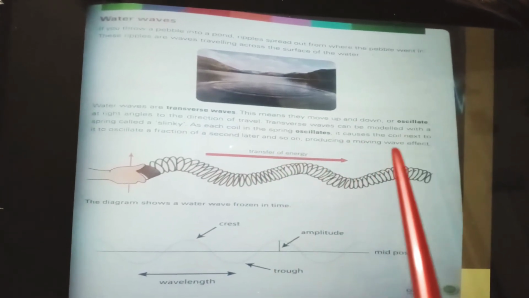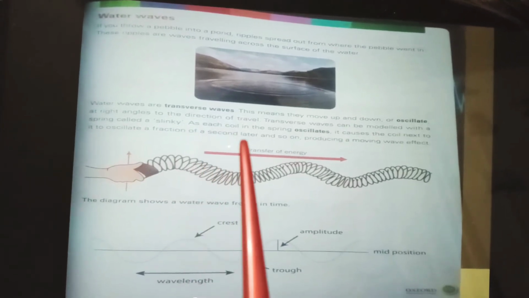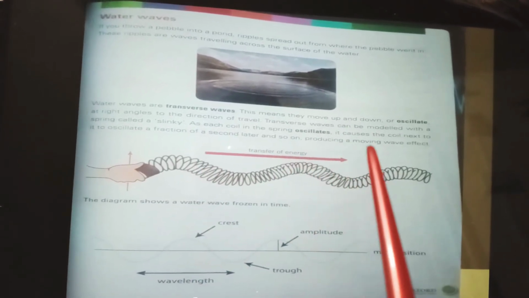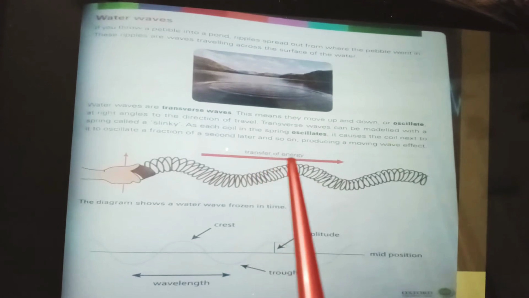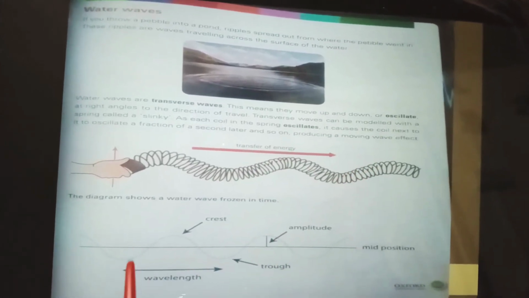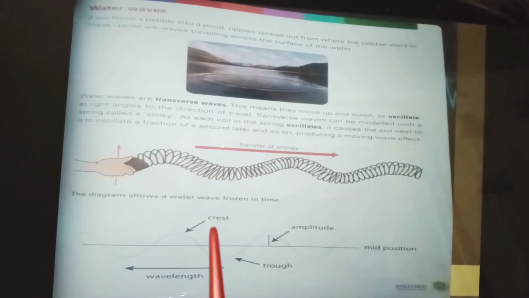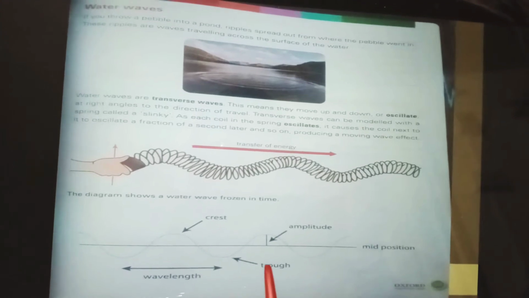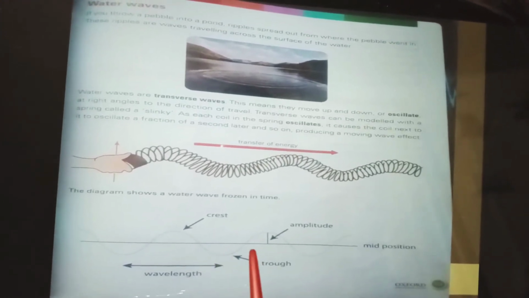Transverse waves can be modeled with a spring called a slinky. As each coil in the spring oscillates, it causes the coil next to it to oscillate a fraction of a second later, and so on, producing a moving wave effect. So here is a wave, here is the crest, which is the highest point of this wave, here is the trough, which is the lowest point of this wave, here is the midpoint.